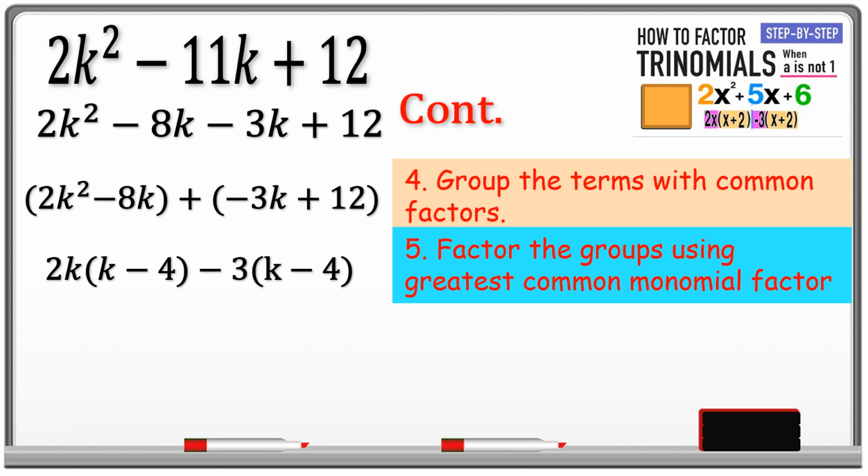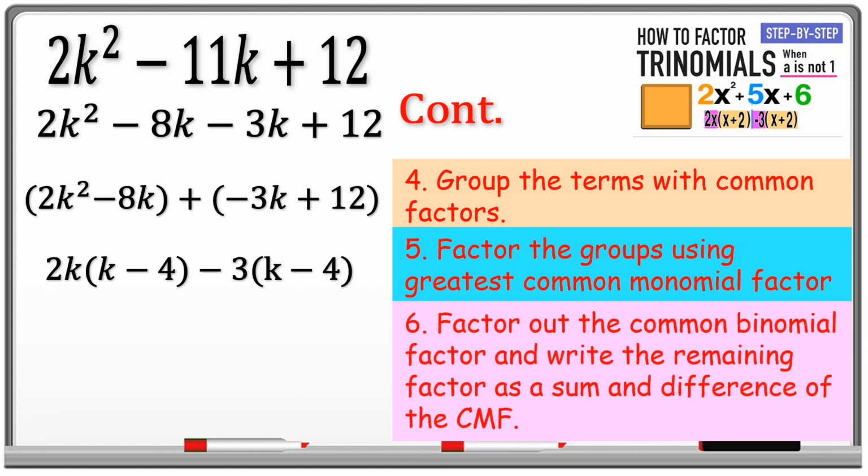If you want to check whether your factor is correct, just multiply by the distributive property. 2k times k will give you 2k squared. 2k times negative 4 will give you negative 8k. And then, of course, the common factor between negative 3k plus 12 is 3. So, we take it outside the parentheses. And the remaining factor is k minus 4. So, check: negative 3 times k is negative 3k. Negative 3 times negative 4 will give you positive 12.